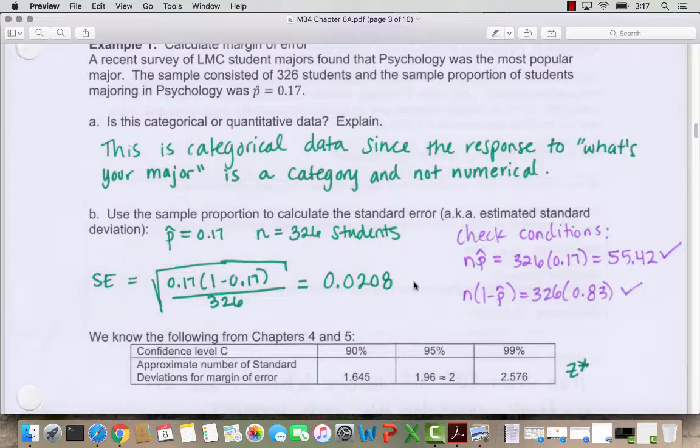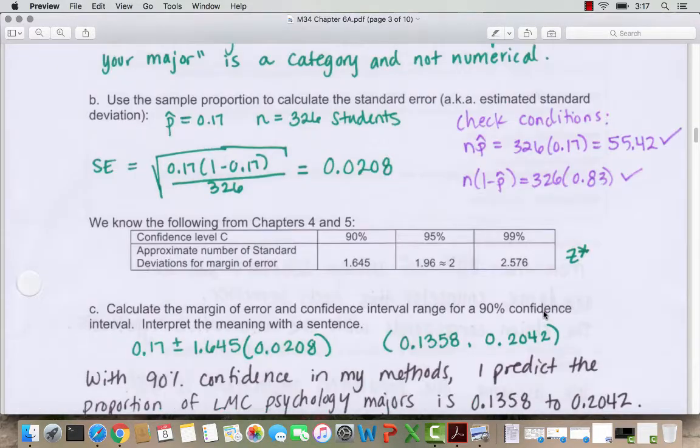And then I'm going to also check the conditions to make sure it's appropriate to use a normal model here. Remember doing this back in chapter 4. We check n times p hat is 55.42, that's above 10, and similarly n times 1 minus p hat, 326 times 0.83, is also going to be above 10. So it's okay to use a normal model.